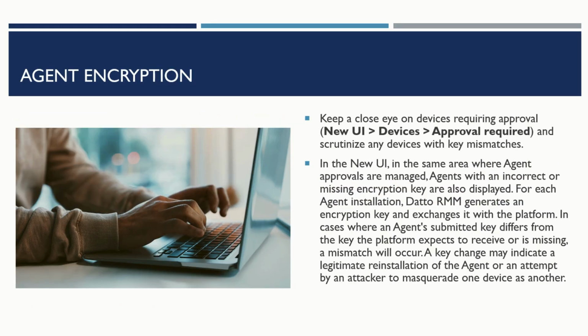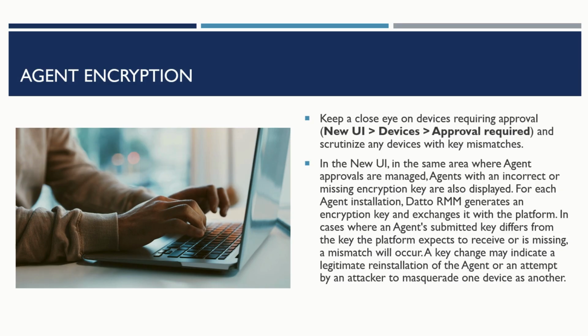Additionally, looking at agent encryption, you can keep a close eye on those devices that are requiring approval. Under the new UI, those will be under devices and then approval required. And you can scrutinize any devices with key mismatches. In the same area where agent approvals are managed, agents with an incorrect or missing encryption key are also displayed.